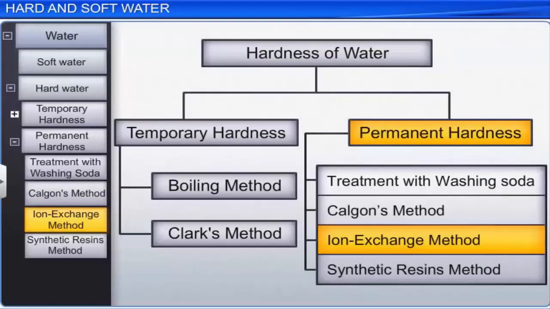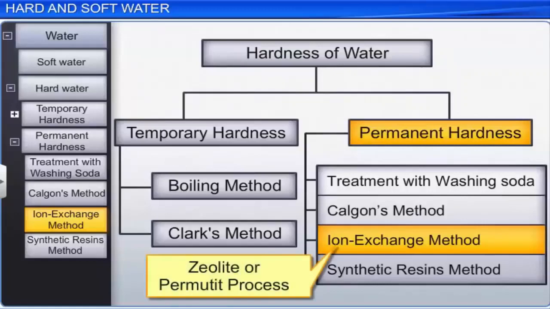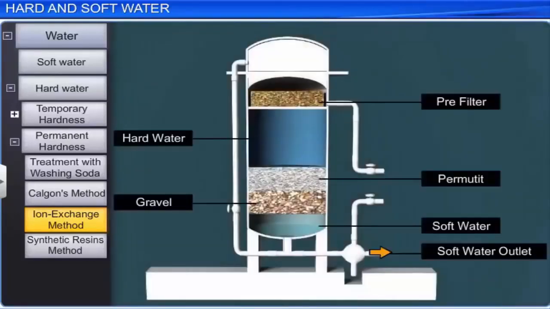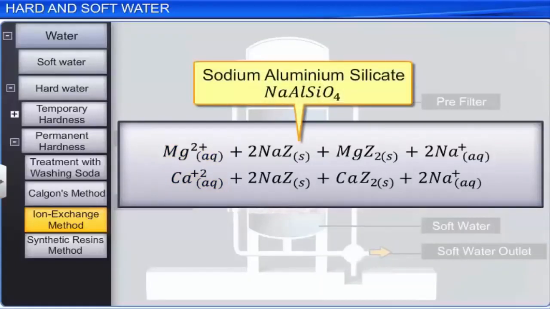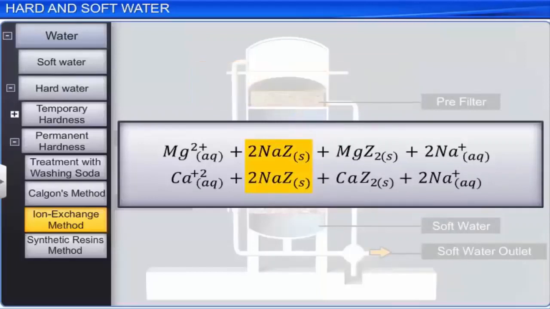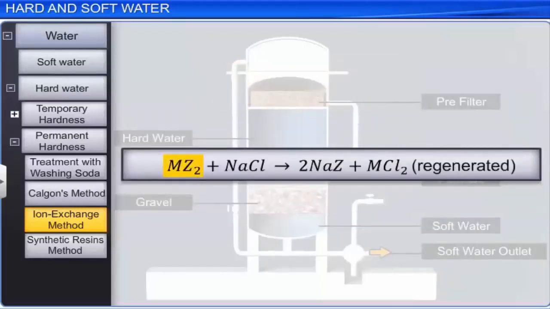In ion exchange method, also called the zeolite or permutit process, hydrated sodium aluminium silicate or zeolite, when added to hard water, exchanges cations such as magnesium and calcium ions for sodium ions. For simplicity, sodium aluminium silicate, NaAlSiO4, is written as NaZ. Once all the sodium in the zeolite is used up, it is regenerated for further use by treating with an aqueous sodium chloride solution.